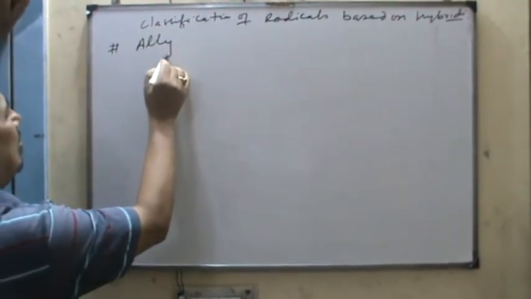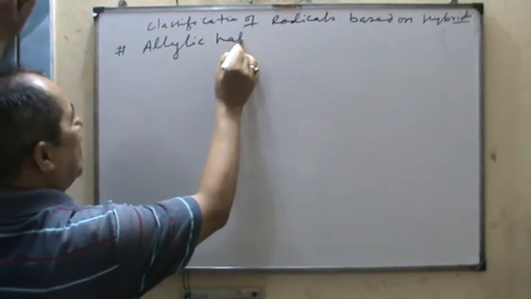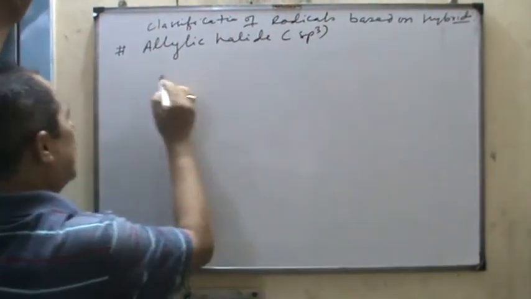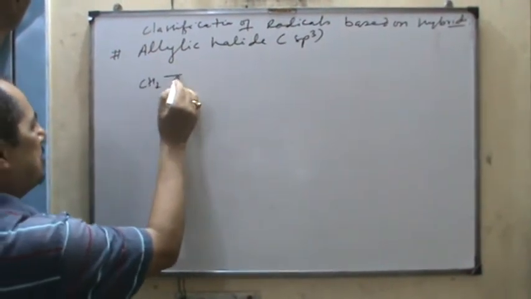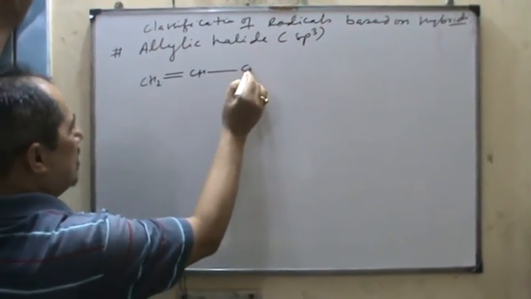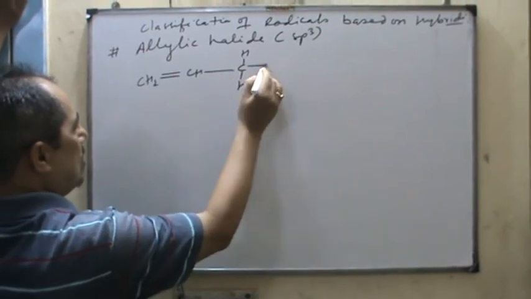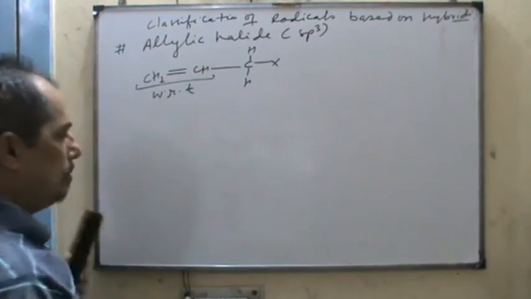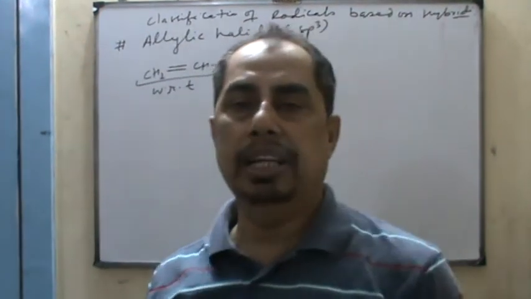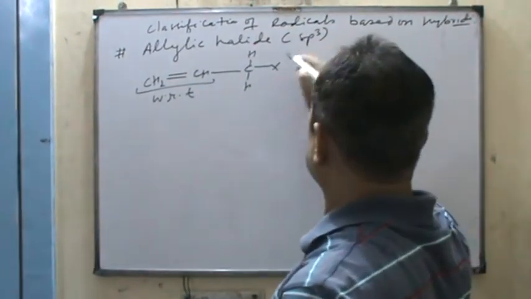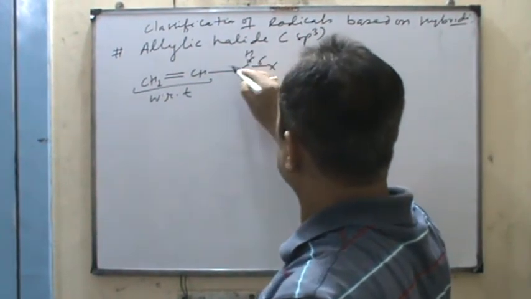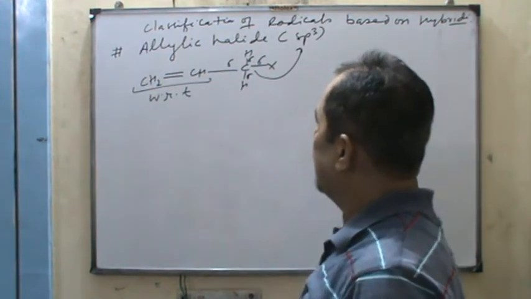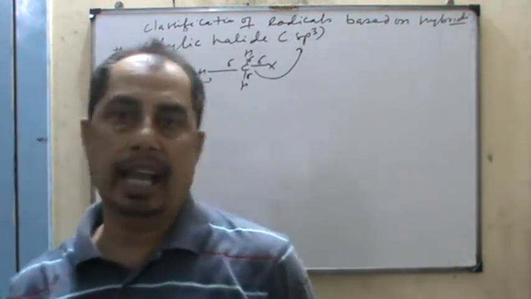Now next is the allyl radical, allylic halide. Again it is characterized by sp3 hybridization. Dear students, allyl represents CH2=CH, then you write CH2X. With respect to the carbon-carbon double bond, the carbon linked with the halogen must be sp3. How? Sigma, sigma, sigma and sigma. So this is sp3. It is the allyl halide.